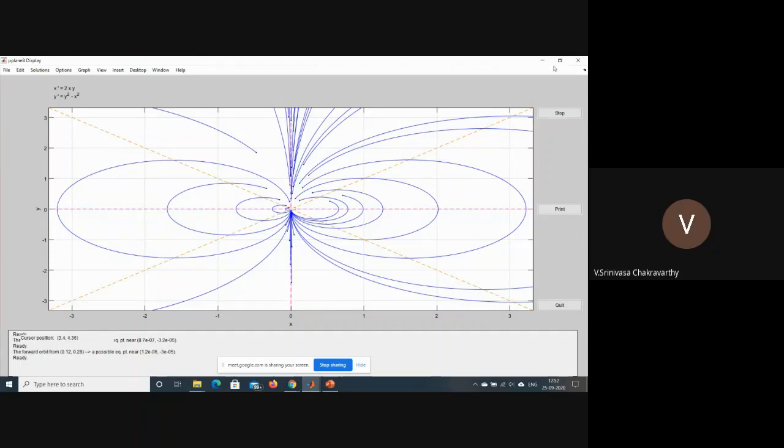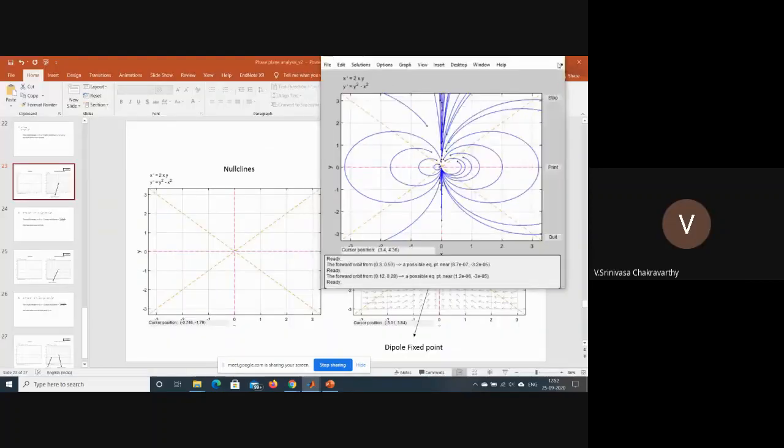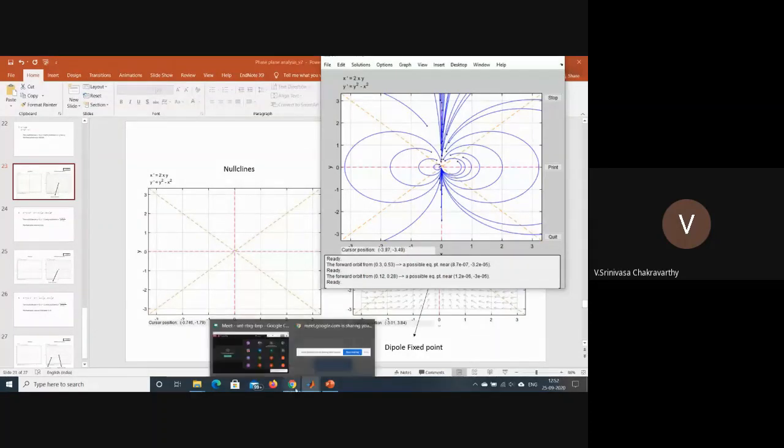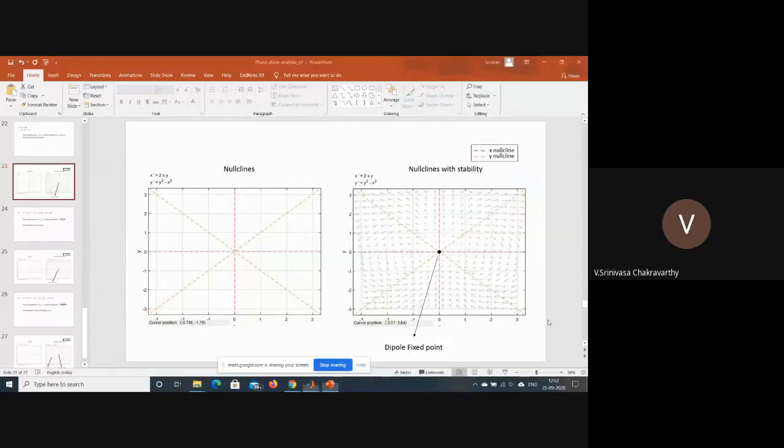Yeah, linear analysis won't work. Every case will be different. So this is the beauty of nonlinear systems. The dynamics is so rich, even for a simple system.